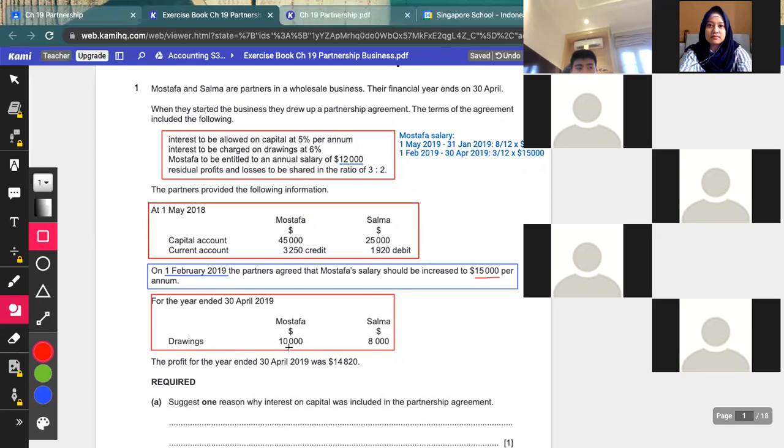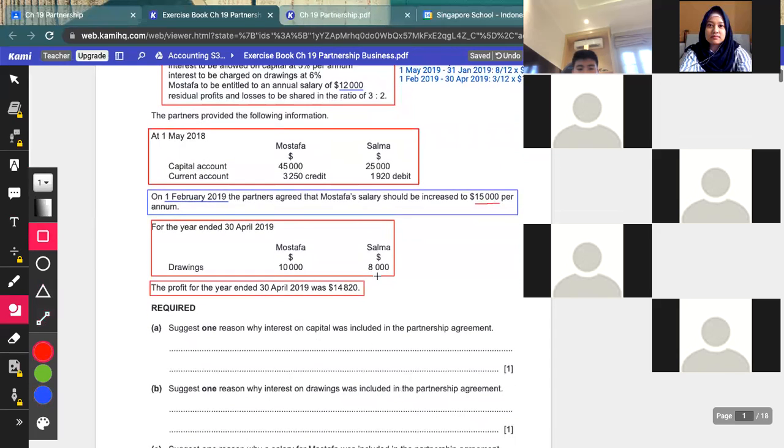Why do you need drawings information? Because you have to calculate interest on drawings, yeah? And then the last one, you have profit. This profit will be needed when you are preparing the appropriation account, okay?